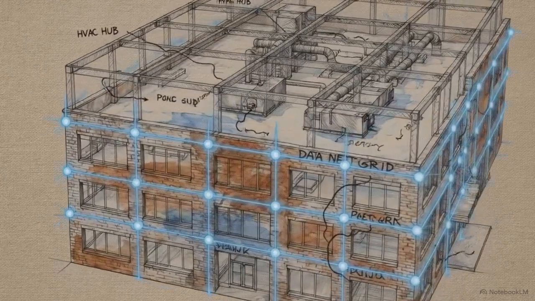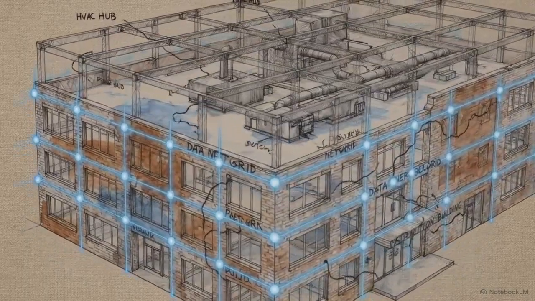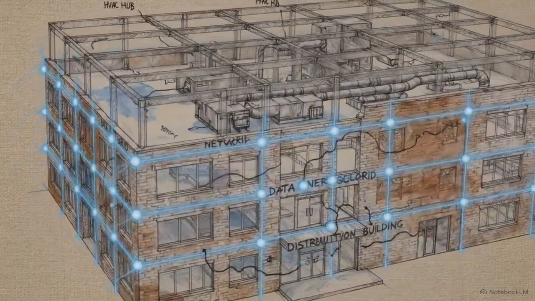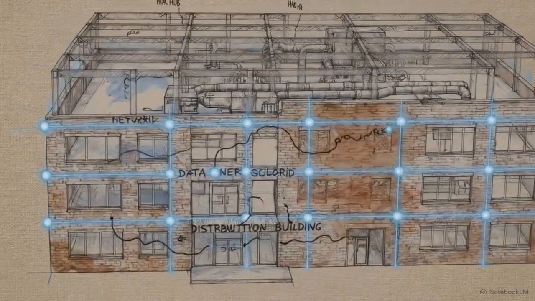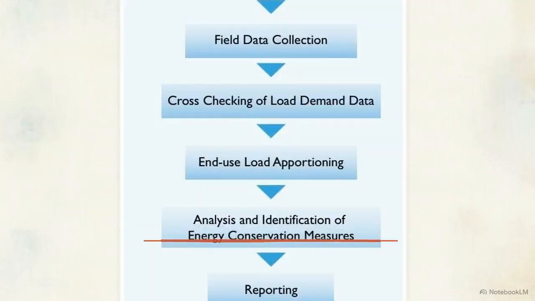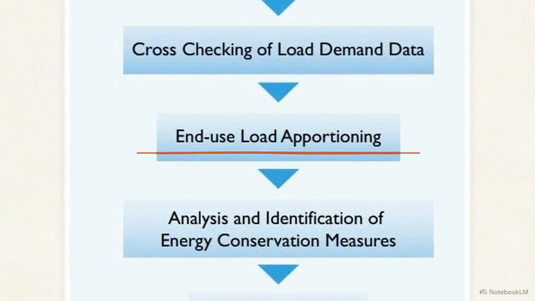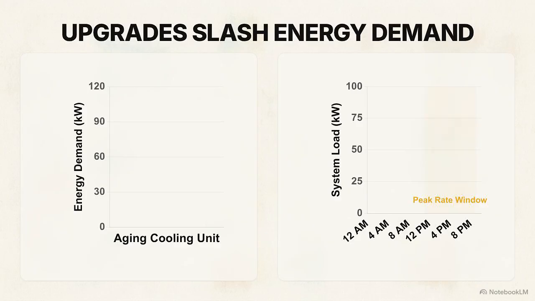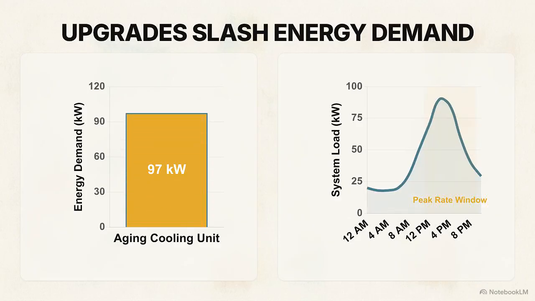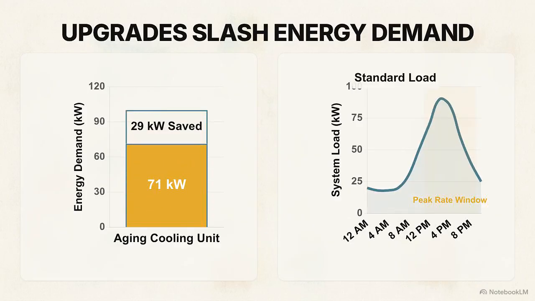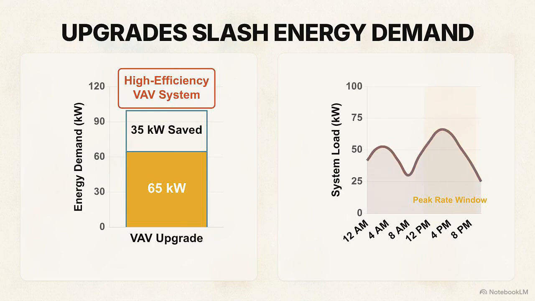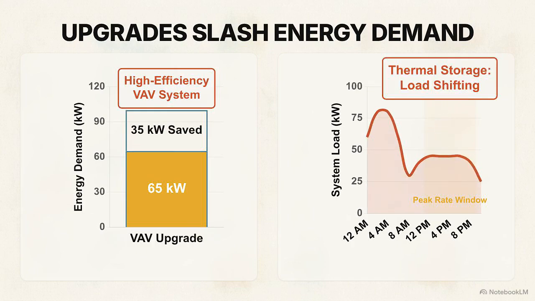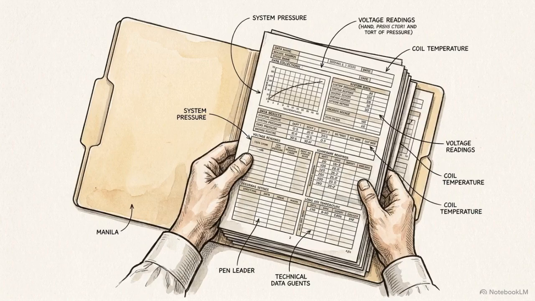Completing the desktop, field, and cross-checking steps builds a verified, highly accurate energy consumption profile of the facility. This data provides the foundation required to identify viable energy conservation measures. As shown in the workflow, once load apportioning is validated, data collection transitions directly into analysis and implementation. Accurate data allows you to deploy targeted upgrades, such as replacing aging units with high-efficiency variable air volume systems, or using thermal storage to shift cooling loads. The first step toward those savings is proper documentation.